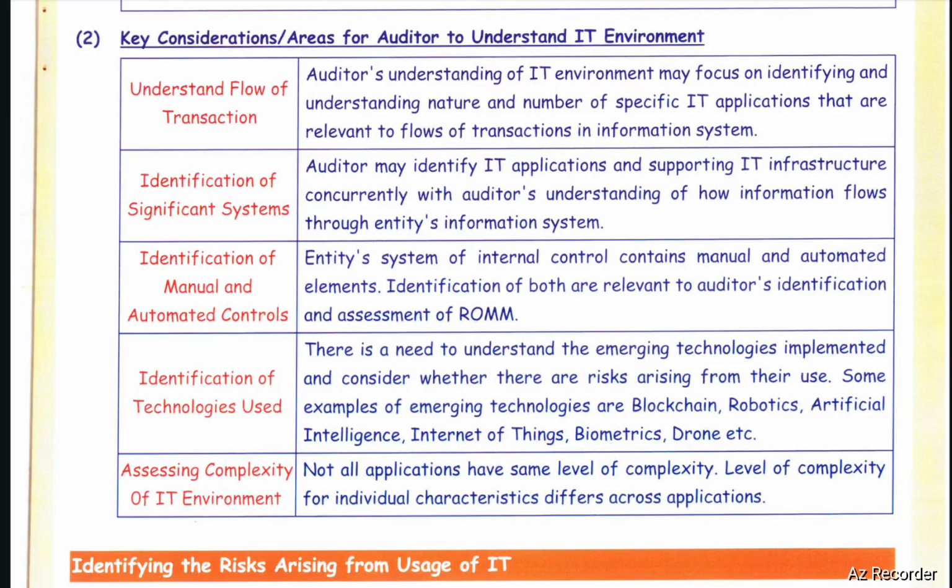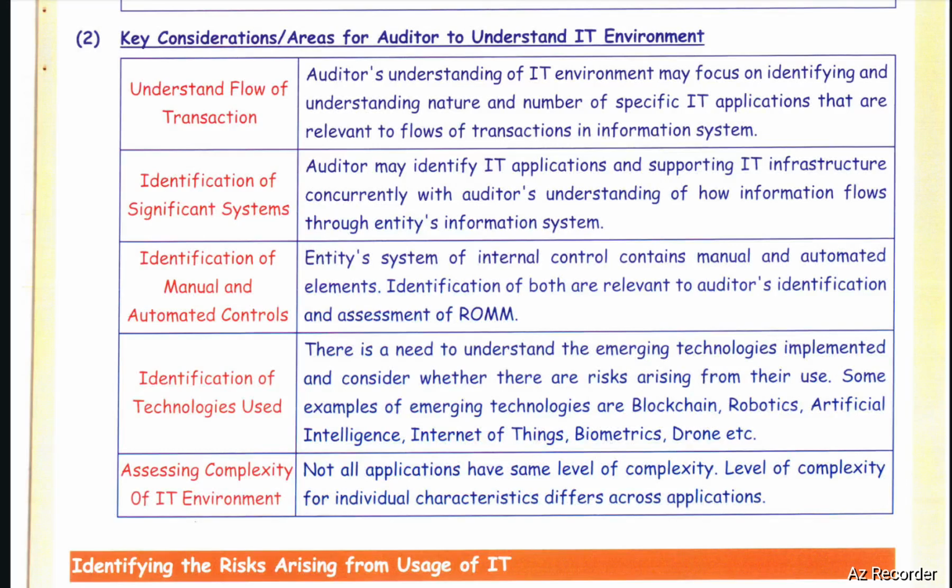Second, identification of significant systems. Auditor may identify IT applications and supporting IT infrastructure concurrently with the auditor's understanding of how information flows through entities information system. Third, identification of manual and automated controls. Entity system of internal control contains manual and automated elements. Identification of both are relevant to auditors' identification and assessment of risk of material misstatements, ROMM.